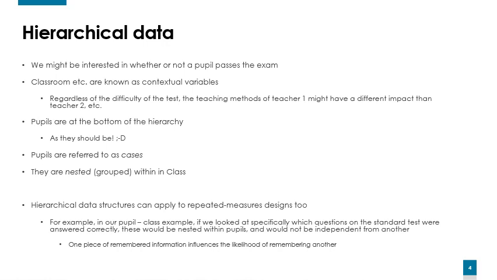And this is really important because regardless of the difficulty of the test, for instance, the teaching methods used by teacher 1 in class 1 might have a different impact than teacher 2, teacher 3, etc. And in our example, pupils would be at the bottom of this hierarchy, and the pupils would be referred to as cases or data cases. And another term that you might come across related to this type of data analysis is nesting. So it means that pupils are nested within the contextual variable of class. It just means that they're grouped together, sort of nominally, in that variable.